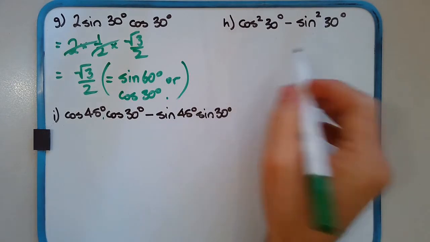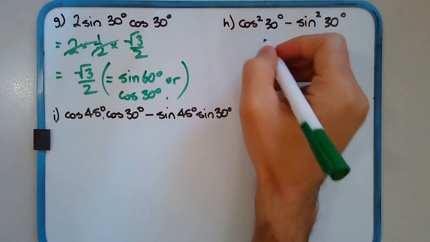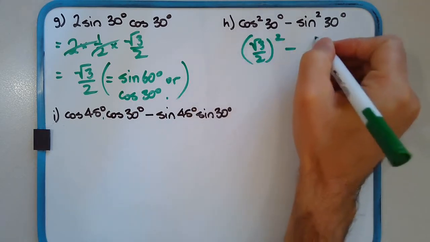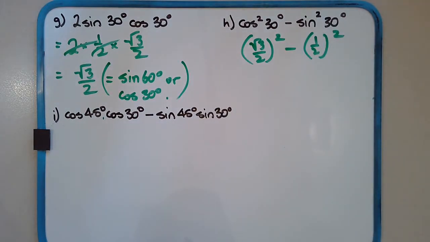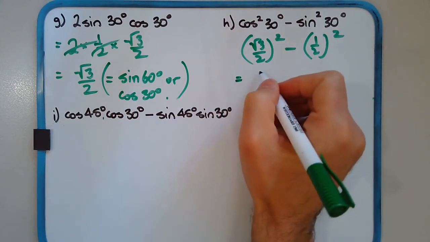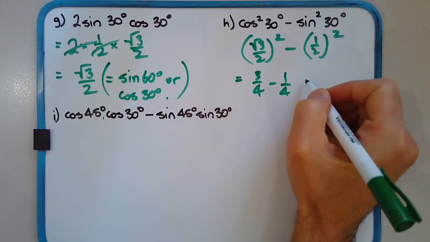Let's have a look at this one. Cos squared 30 degrees minus sine squared 30 degrees. Again, cos squared 30 degrees, root 3 on 2, all squared, minus 1/2, all squared. Okay. And root 3 on 2 squared is 3/4, minus 1/4, and we end up with 1/2.